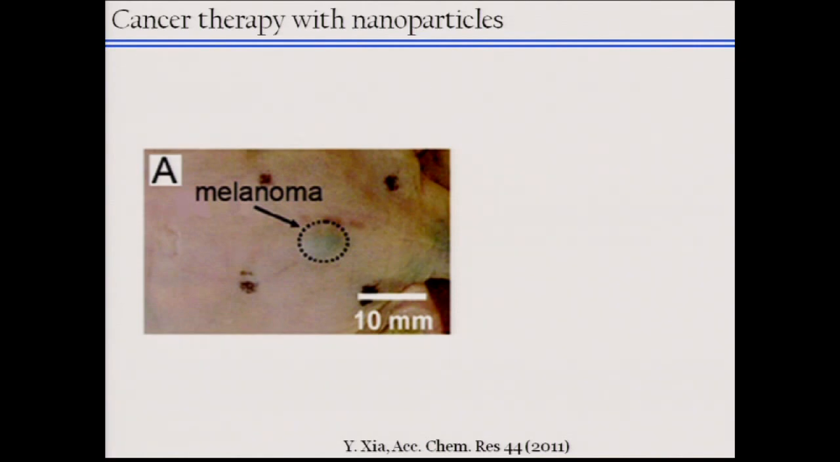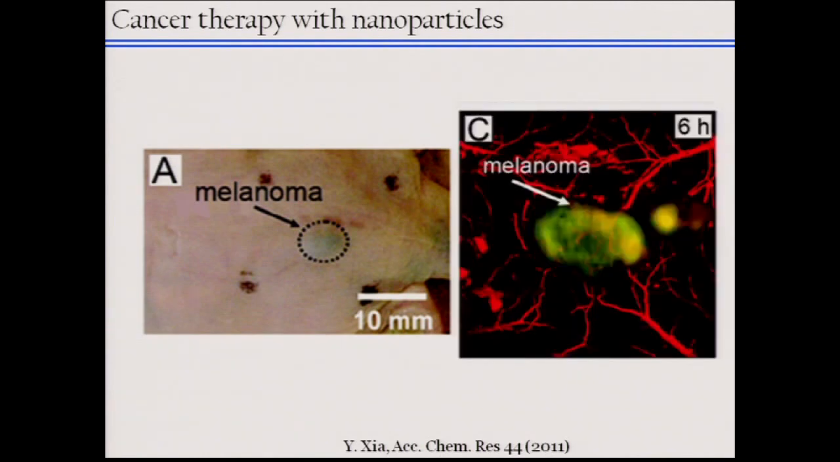So this is work from Yunan Zia. He's a professor at Washington University, where he had a mouse with a localized melanoma. He injected the mouse with nanoparticles because tumors tend to be sinks for blood flow. Nanoparticles kind of naturally go to the tumor. You can also functionalize them. So here's some of the green scattering coming from the nanoparticle, so you can image the melanoma.